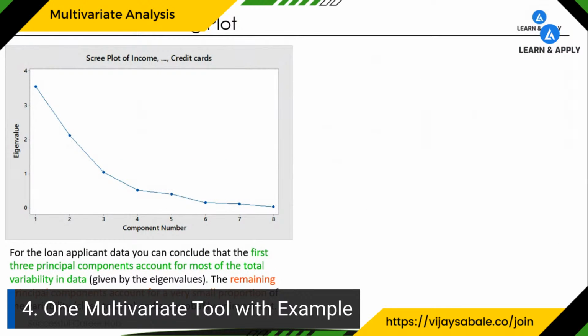Now, how important each of these principal components is, that is indicated by the scree plot. So we can see there are 8 principal components, 1 to 8, and there is an eigenvalue. It is always a pattern that the first principal component has the highest eigenvalue. The second principal component has the next eigenvalue compared to principal component 1, and so on. And it is going to be reduced.